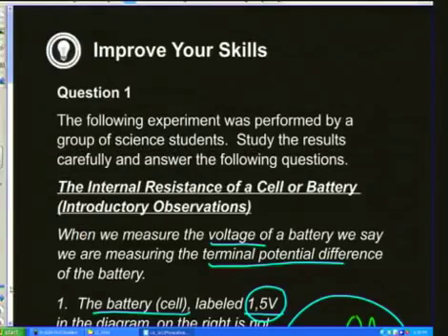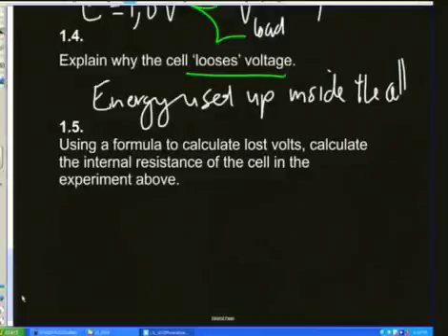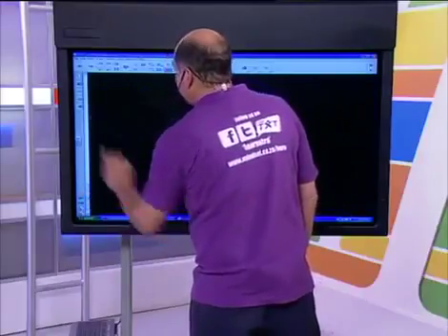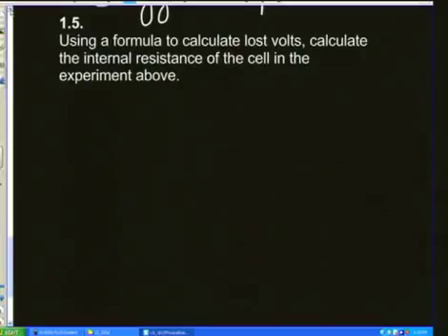Right, the last question is the calculation bit. Let's hope we can get some space here, and the board can extend our page a little, so we can start to interact with the question. It says, using a formula, calculate the lost volts. I don't really like the word lost volts, so I'm going to say it's V internal. Calculate the internal resistance of the cell in the experiment above.